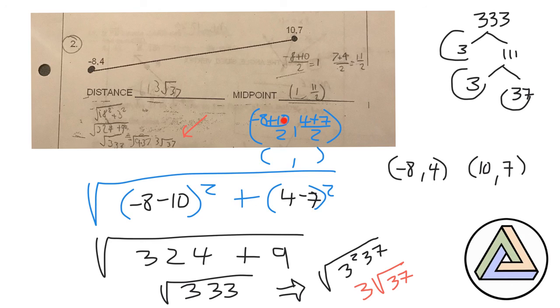-8 plus 10 is 2. And 2 over 2 is just 1. And 4 plus 7 is 11. And 11 over 2, you could call it 11 over 2, also known as 5.5, but I'm happy with 11 over 2. And it looks like my student got that correctly as well, so I commend her on that one.